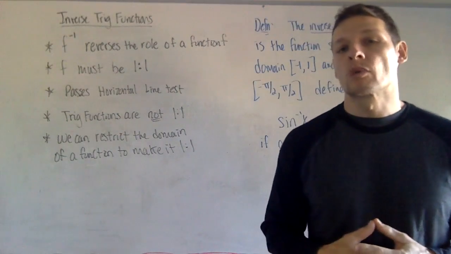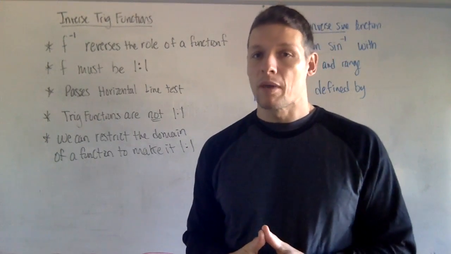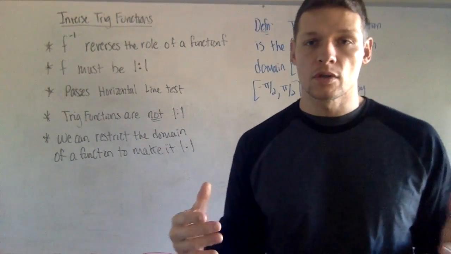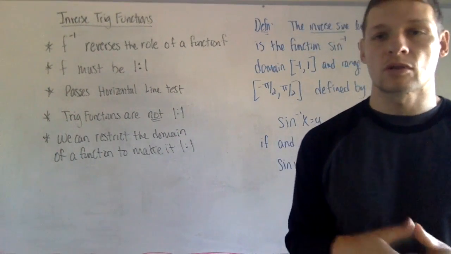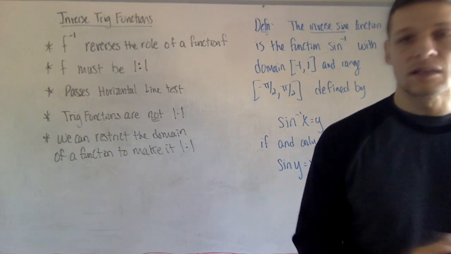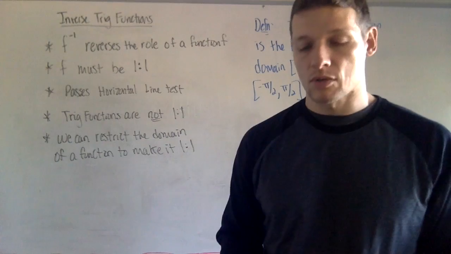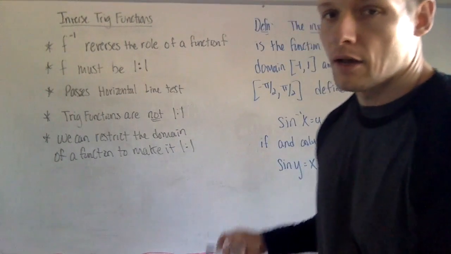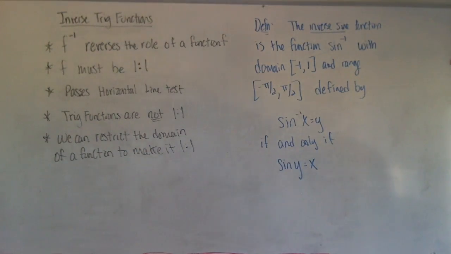However, what we can do is restrict the domain of a function to make it one-to-one. If we restrict the domain of, say, the sine function, and look at sine inverse, we therefore could have sine inverse, because if we restrict the domain of the function sine from negative pi over 2 to pi over 2, then we have a function that does pass the horizontal line test. So let's define the inverse sine function, then take a look at its graph. The inverse sine function is the function sine inverse with domain negative 1 to 1 and range negative pi over 2 to pi over 2 defined by this rule.